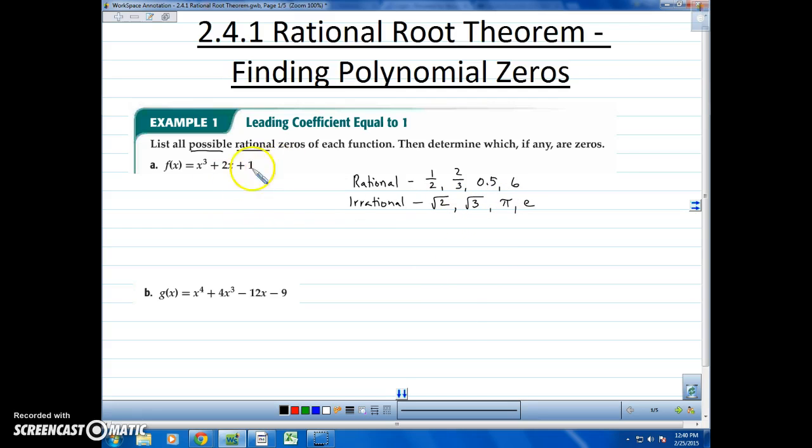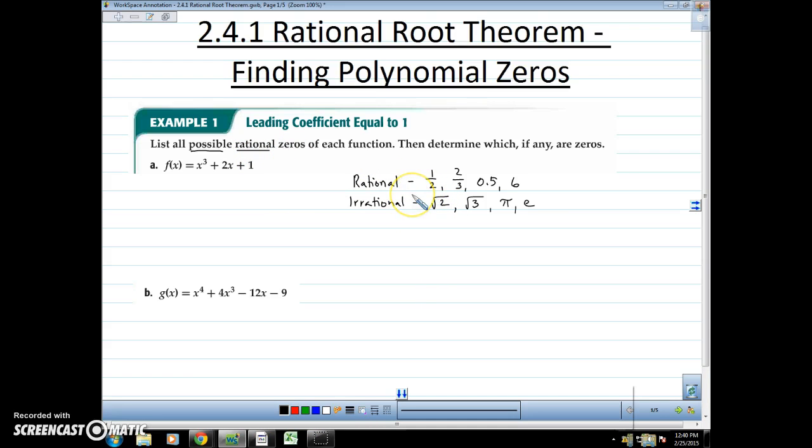So we're not saying that this is a way to find all the zeros of functions, because these numbers can be zeros. You can have the square root of 2 be the zero of a function. But if we want to just find the rational zeros, the ones that are nice, pretty numbers, then we can use this rational root theorem.